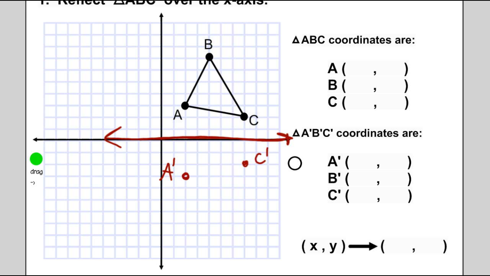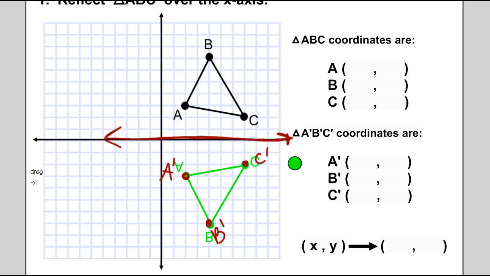And how far away is B? 1, 2, 3, 4, 5, 6, 7. 1, 2, 3, 4, 5, 6. Okay, let's see if we did it right, because I have the answer right here. Yay! Perfect. That is that figure flipped over. All right, now let's see what the rule is.